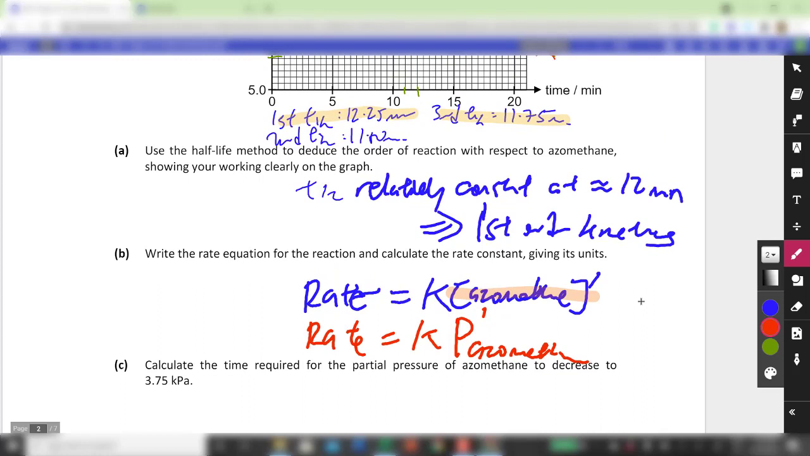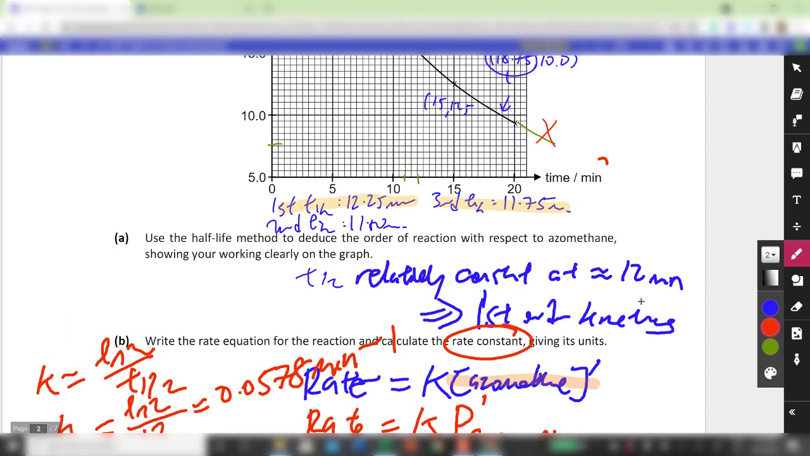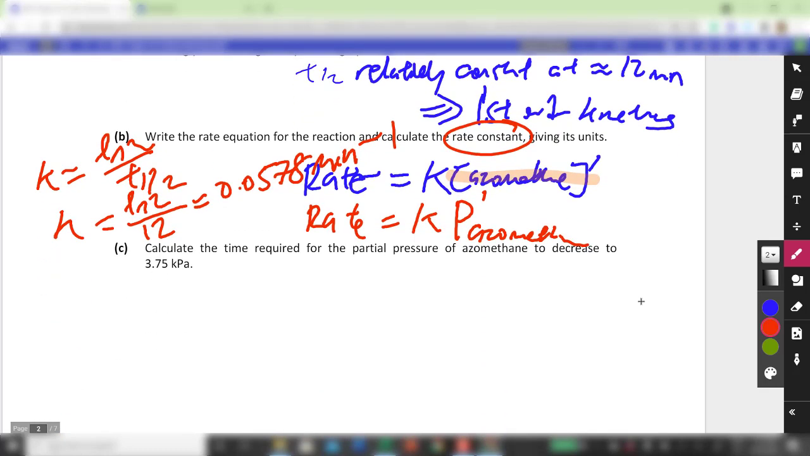So we have this, and then you are asked to calculate the rate constant. I think this is quite trivial, because the rate constant is equal to ln 2 over t half. We found the t half earlier on by taking the average, about 12 minutes, so I can easily calculate this to be 0.0578 per minute. Some of you might be wondering, should I leave my rate constant in per second or per minute? As I said, the timing here is given in minutes, so just leave it as per minute. I think it is fine.